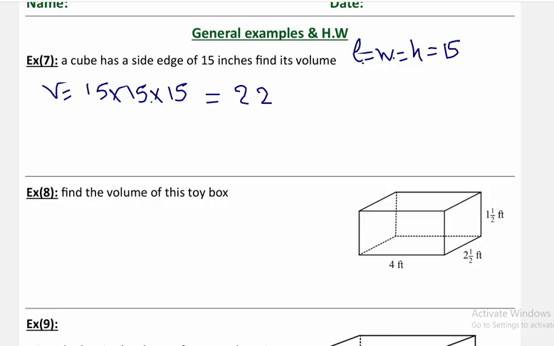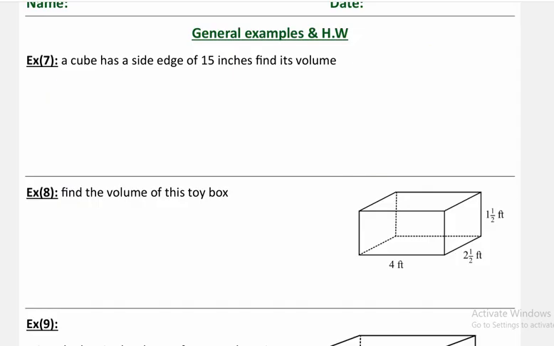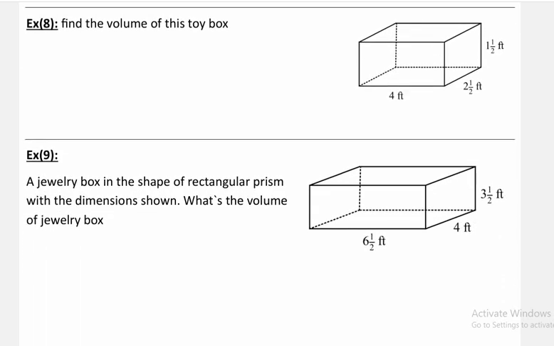It will be 225 times 15. Break this 15 into 10 plus 5. So you have volume equals 225 times 10 is 2250 plus 225 times 5 is 1125. Just add, and you will have 3375 inch cube. Okay, solve the next one. Pause the video, solve it yourself and check your answer.